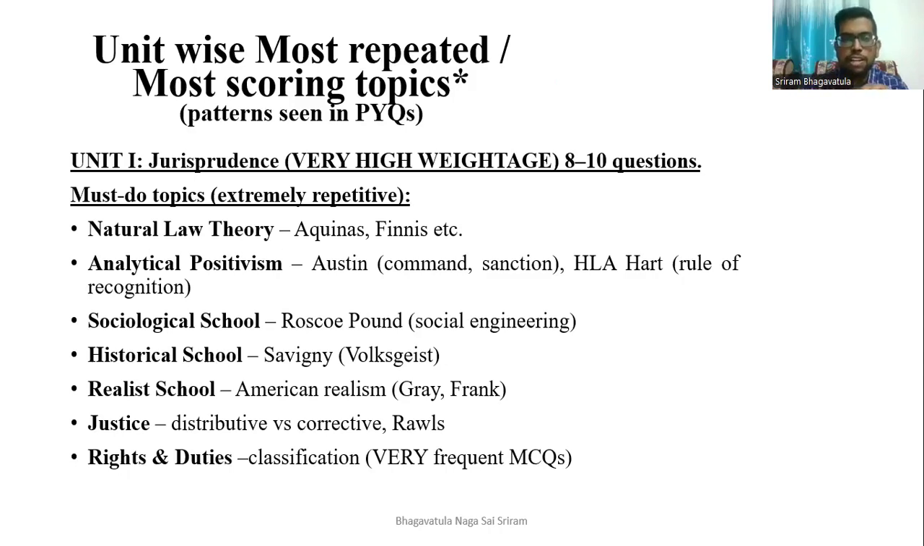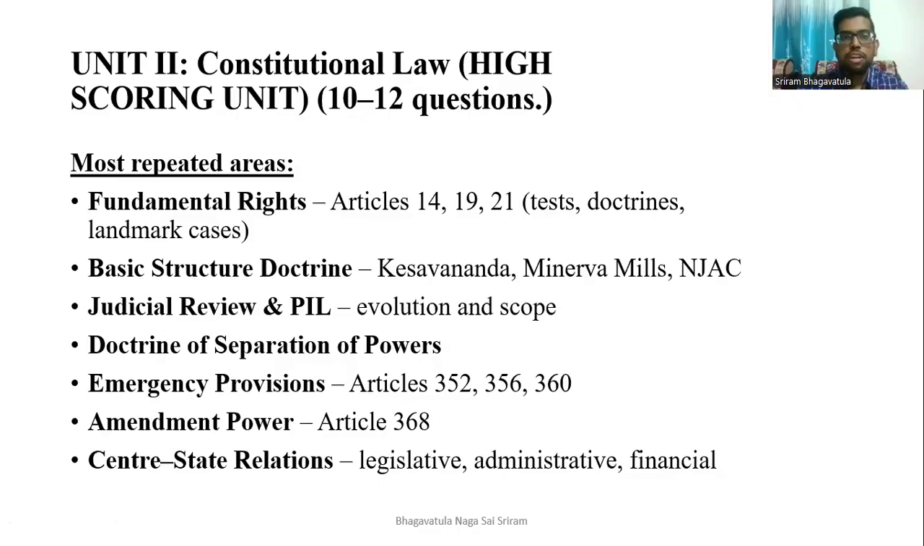So with this, let us now move to Unit 2. Unit 2 is about constitutional law. This is also another high-scoring unit. You can expect a minimum of 10 to 12 questions based on the past trend. The most repeated areas will be the fundamental rights, essentially Articles 14, 19 and 21.